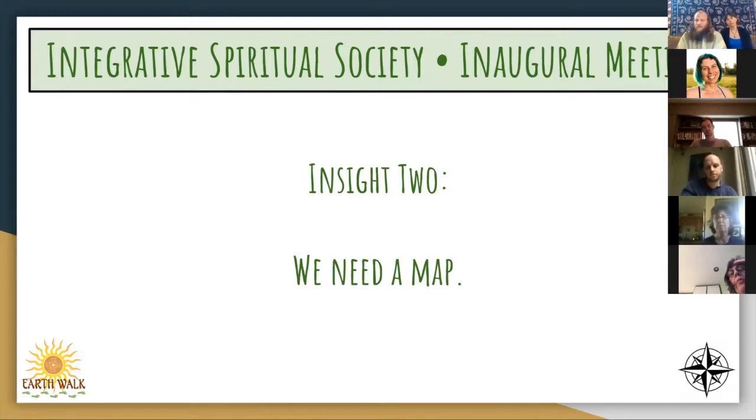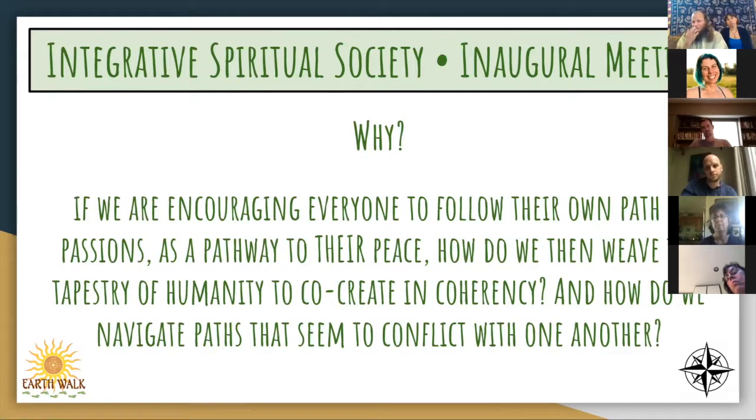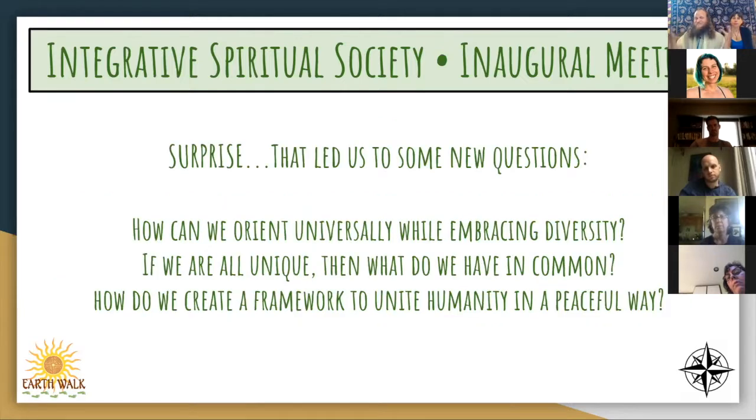The second thing was I realized we needed a map. And the reason being is if what brings you alive as your pathway to peace is different than what brings me alive and everyone else on this call to their pathway of peace, how do we weave all of us together in a tapestry of coherency? Like, how do we actually do that? And when your path seems to be conflicting with my path, how do we navigate all of that? So it became really clear we needed to map that out because it's rather complex.